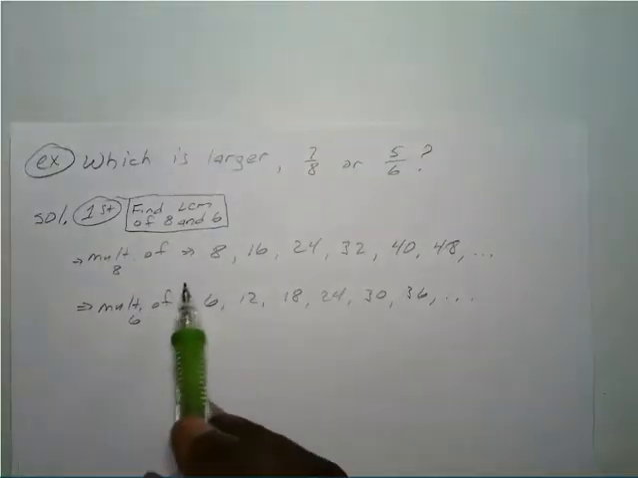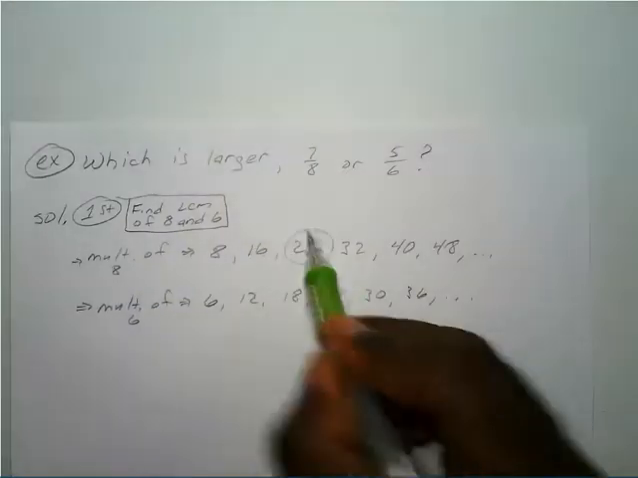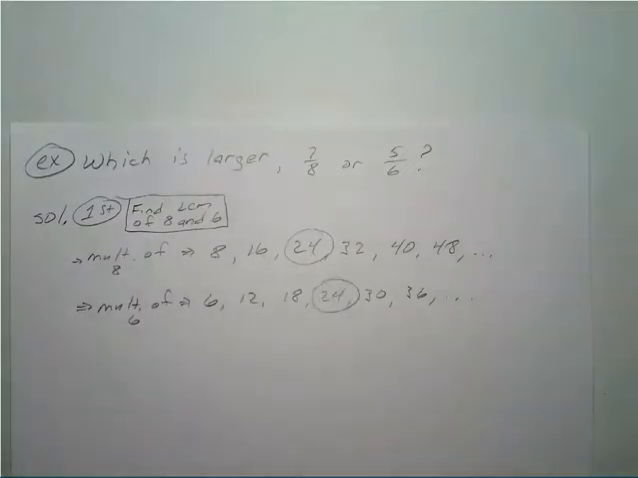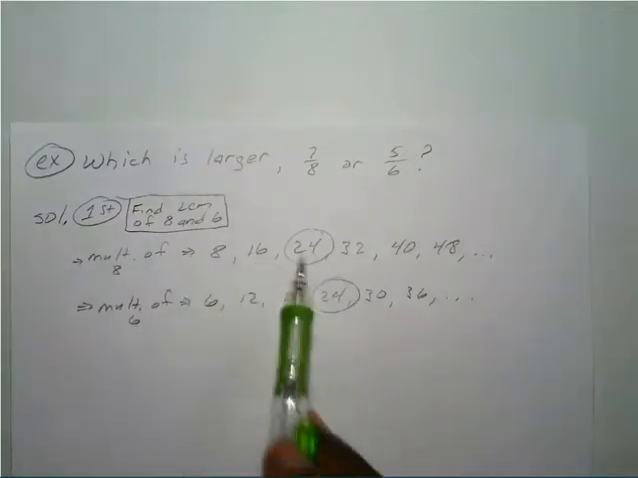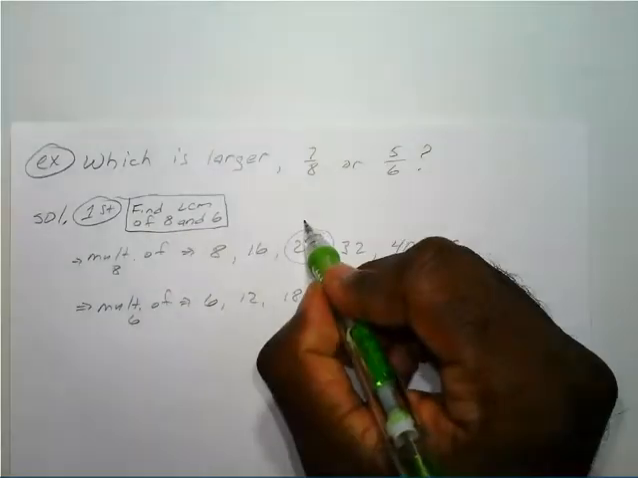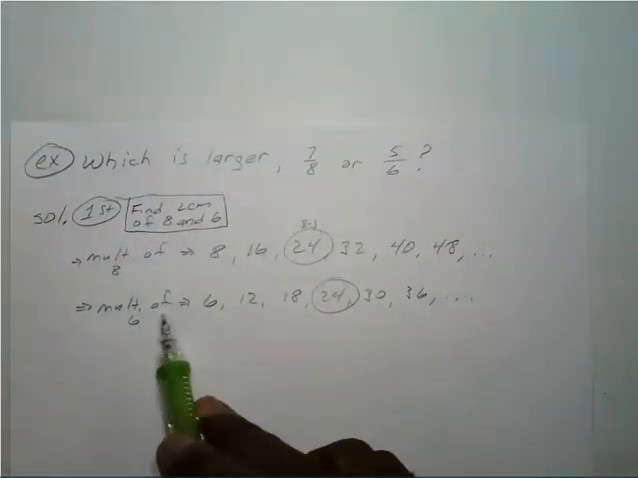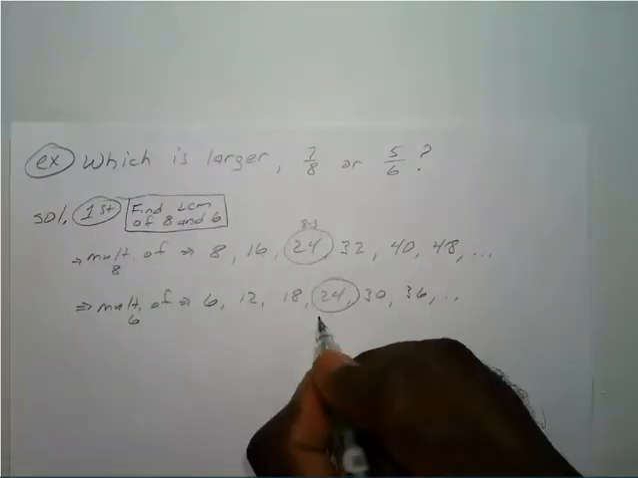Okay, so we see here that the lowest multiple that they have in common is 24. That's the smallest value that they have in common. So we know that's your least common multiple. We know 24 is 8 times 3, and multiples of 6 is 6 times 4.